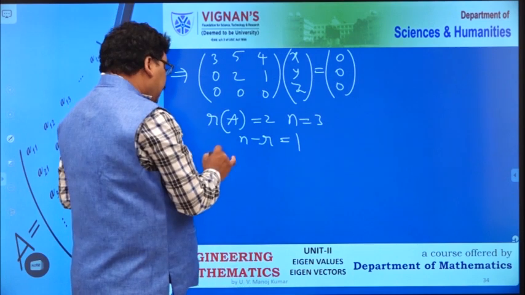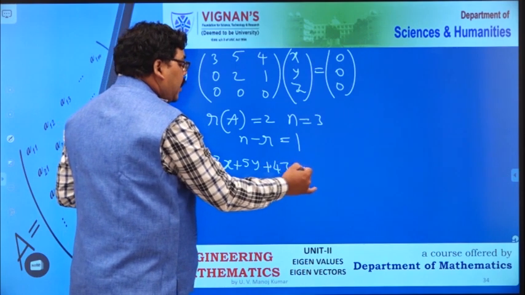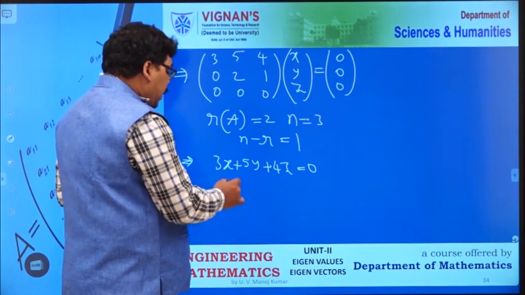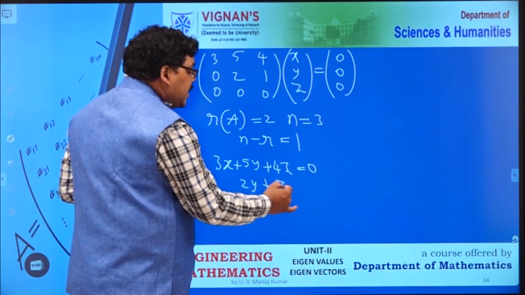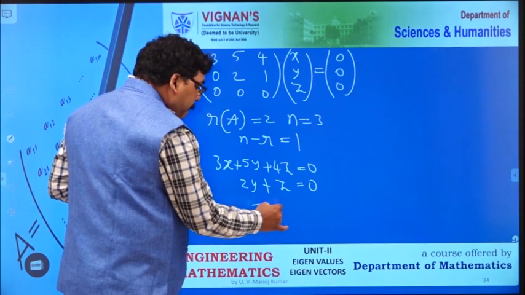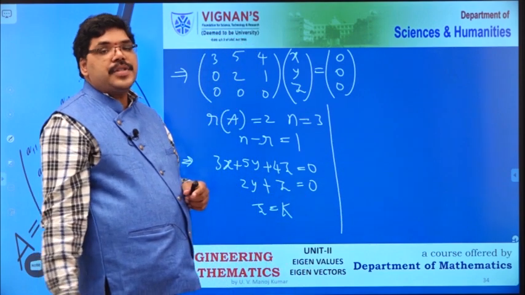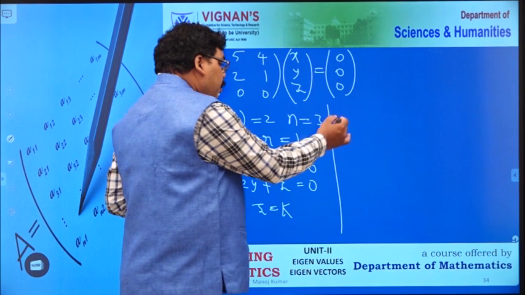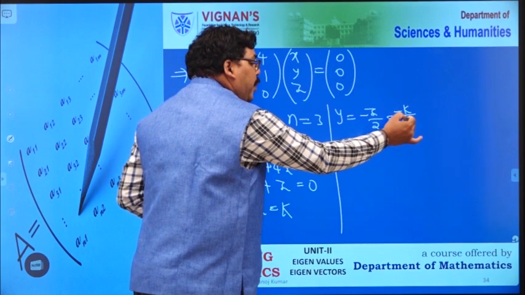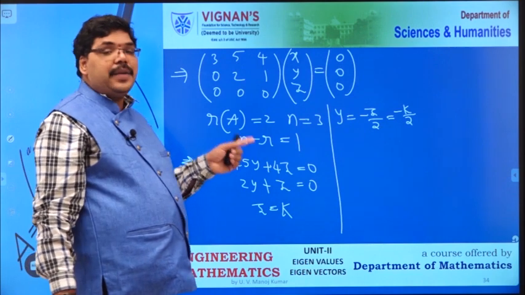If you multiply, you will get 3x plus 5y plus 4z equals to 0. Then 0 into x, nothing to write, 2y plus z equals to 0. Let us suppose z is equal to k. When you suppose z equals k, you substitute that in the second equation. So you will get y equals minus z by 2 equals minus k by 2. The y value becomes minus k by 2 from the second equation. So substitute z and y in the first equation.